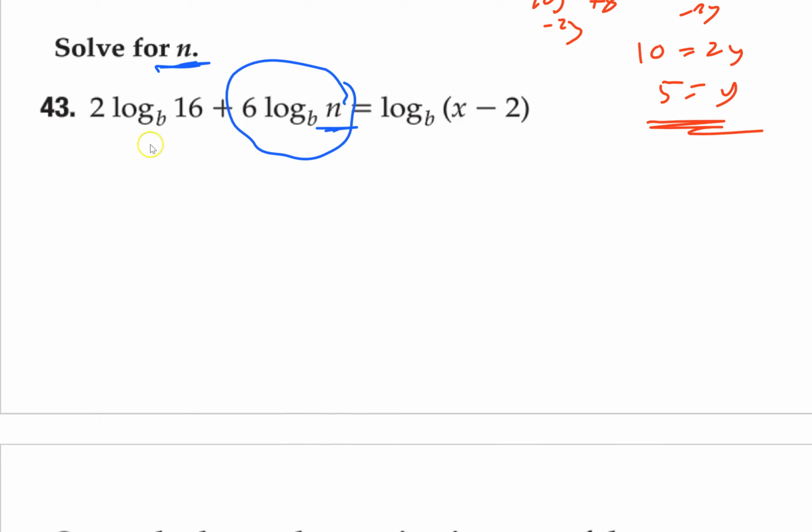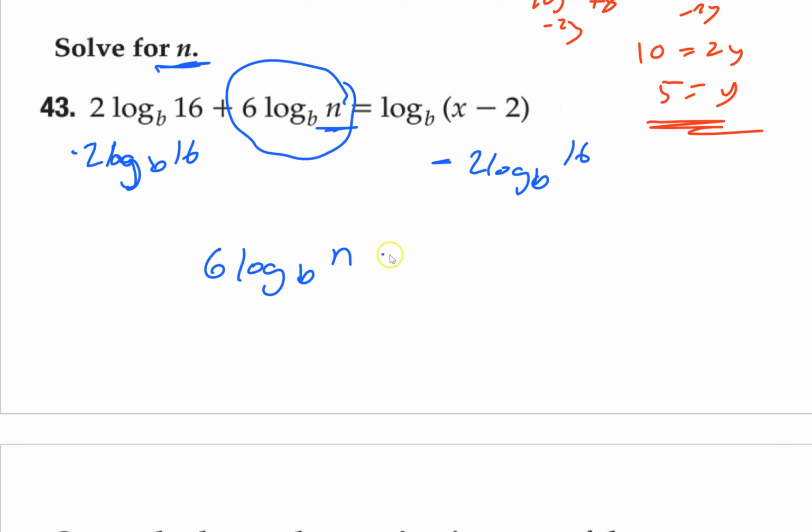So what I'm going to do here is subtract off the 2 log base b of 16. That's what that says. Log base b of 16. There we go. A little bit better. Minus 2 log base b of 16. So I'm gonna get this: 6 log base b of n equals log base b of x minus 2 minus 2 log base b of 16.